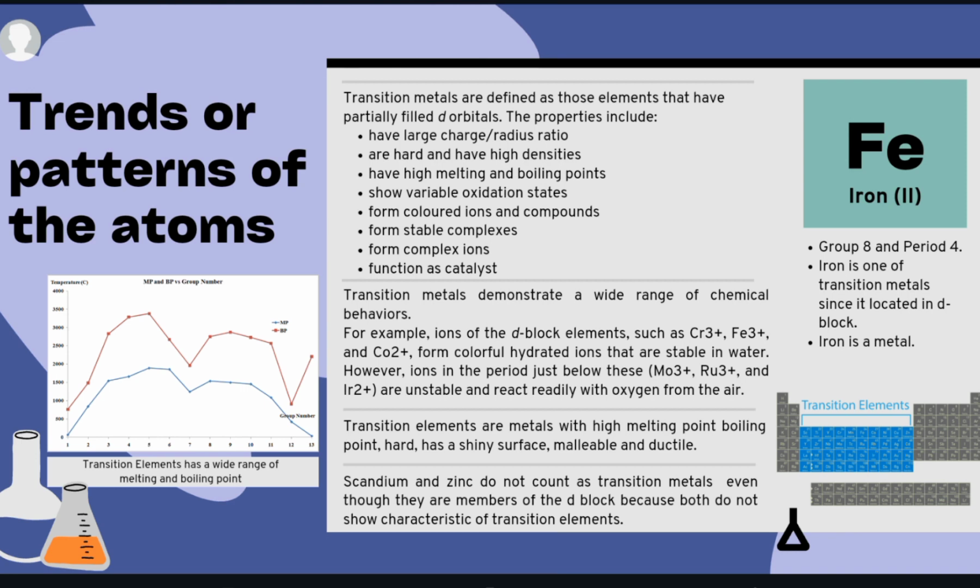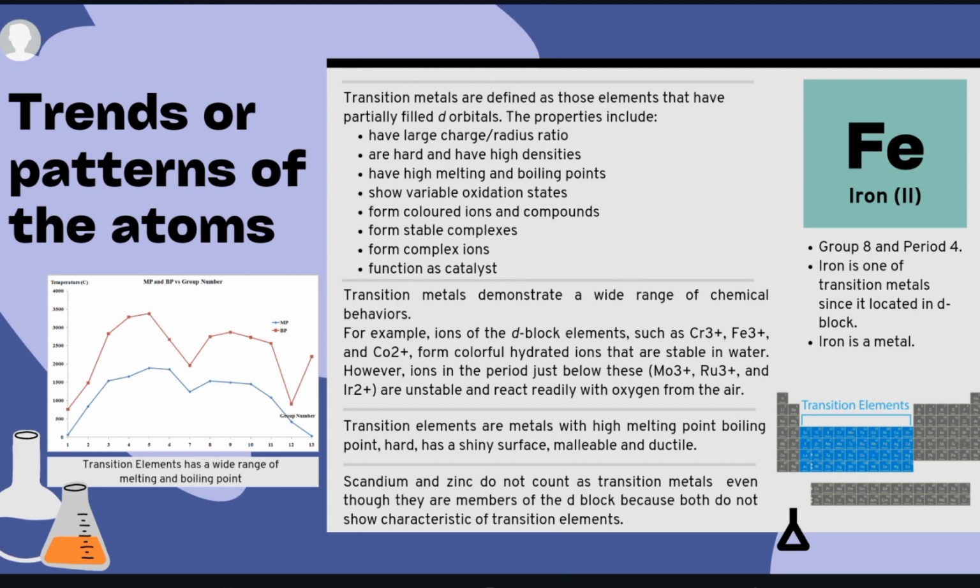The properties include: have large charge to radius ratio, are hard and have high densities, have high melting and boiling points, show variable oxidation states, can form colored ions and compounds, can form stable complexes, can form complex ions, and can function as catalysts. Transition metals demonstrate a wide range of chemical behavior.